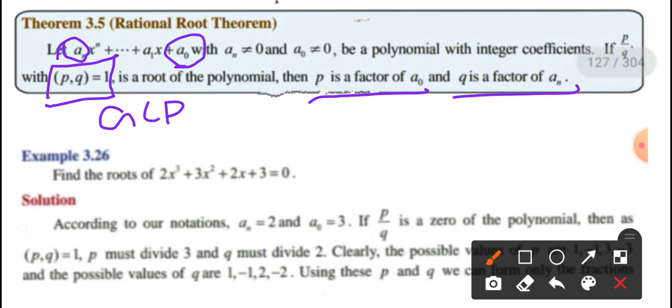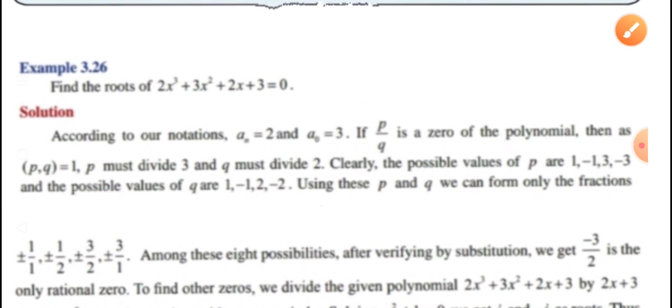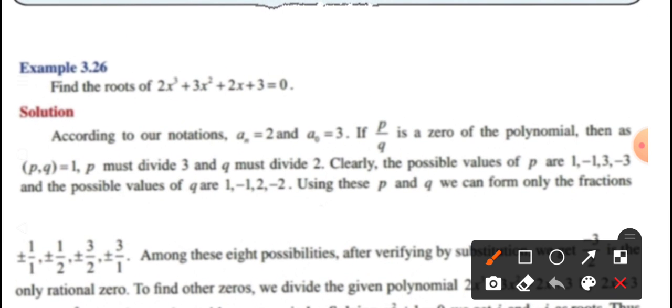Now we are going to look at example 3.26. Listen. Here the polynomial is given: find the roots of 2x^3 + 3x^2 + 2x + 3. This is a cubic polynomial, so after solving it we get 3 roots.